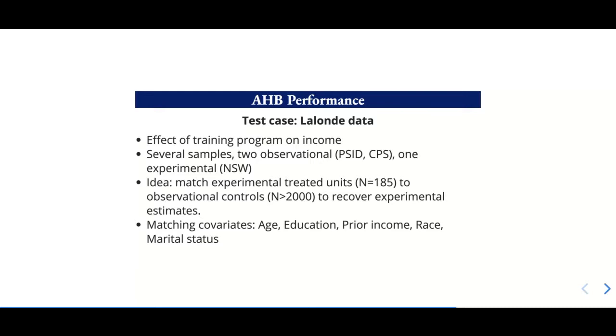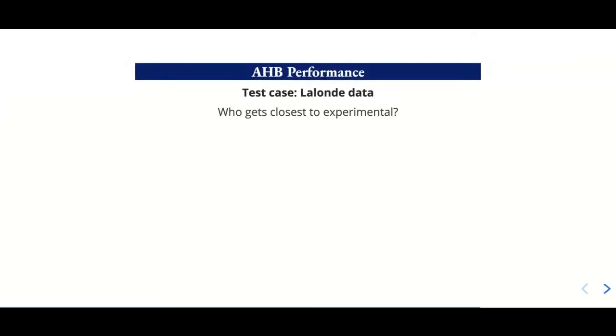We match on things like age, education, prior income, race, and marital status. The question that we want to answer in this data set is, what is the effect of a job training program on income after the training program? So does going into the training program actually lead you to better employment opportunities down the line? Okay, let me show you what happens in practice. Again, remember we have an experimental benchmark, and we want to get as close as possible to it with our estimate. We have two potential samples that we can choose our matches from, CPS and PSID.